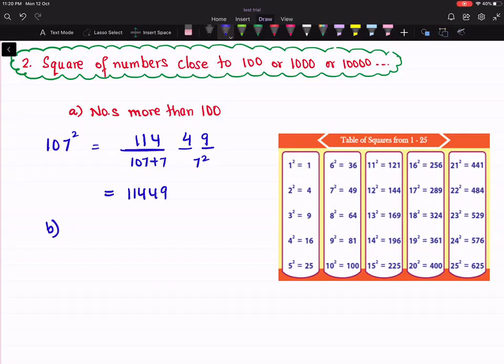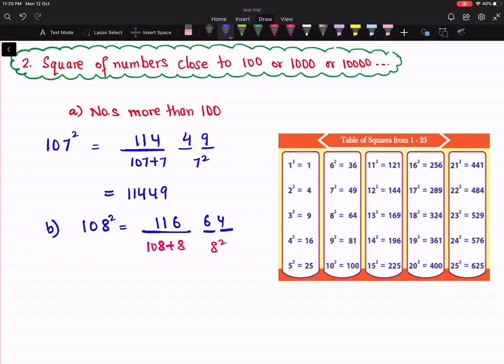So one more example. If I'm interested in 108 square, right? So you have it divided into these two parts. So first here, this is your 8 square, and this part is 108 plus 8. So my answer is 1164. That's my answer.